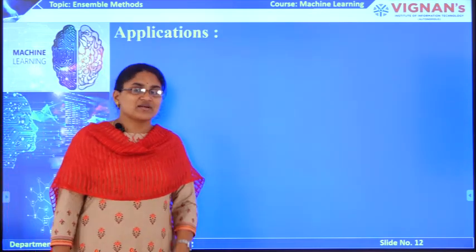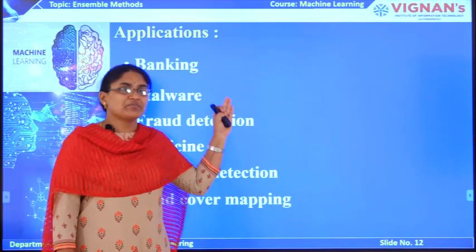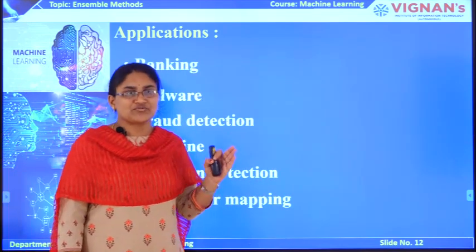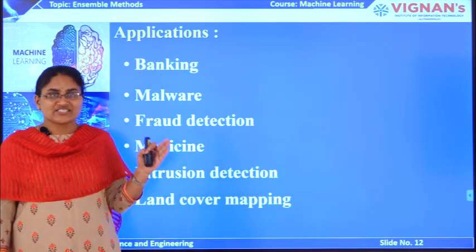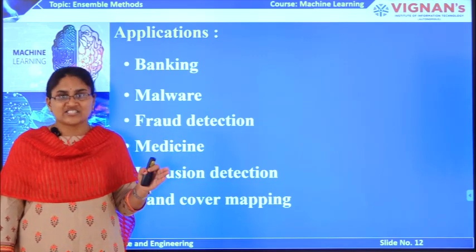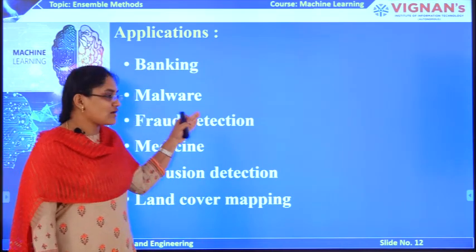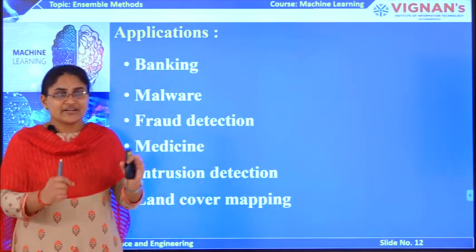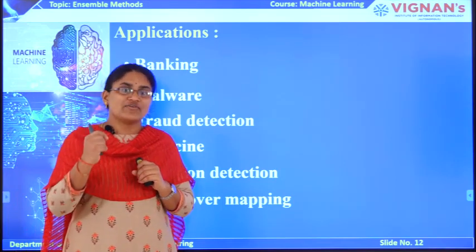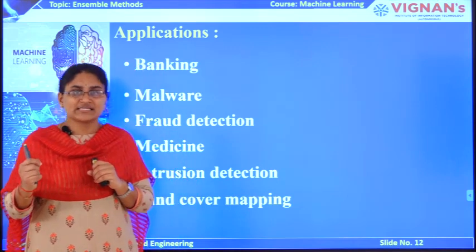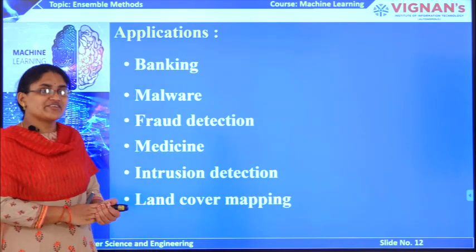Now let's see applications of the ensemble methods. The first application is banking. In banking, the ensemble models are used for identification of fraud customers or fraud transactions and loyal customers, and for customer segmentation. And the next application is malware. In malware identification or malware classification, we also use the ensemble models for classification of computer viruses, computer worms, or computer spyware efficiently.